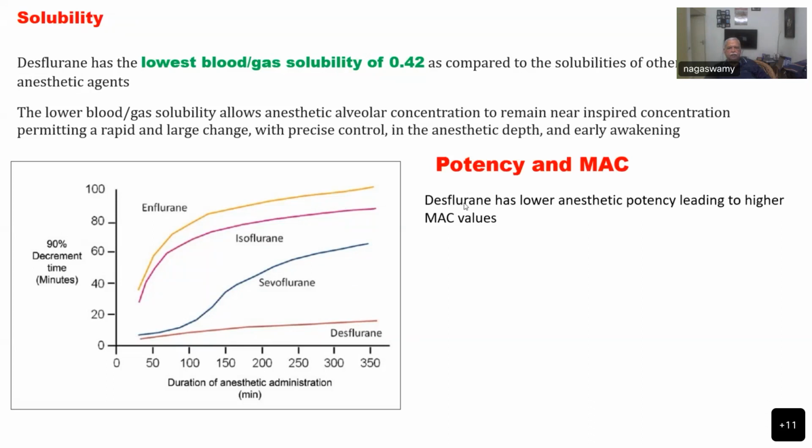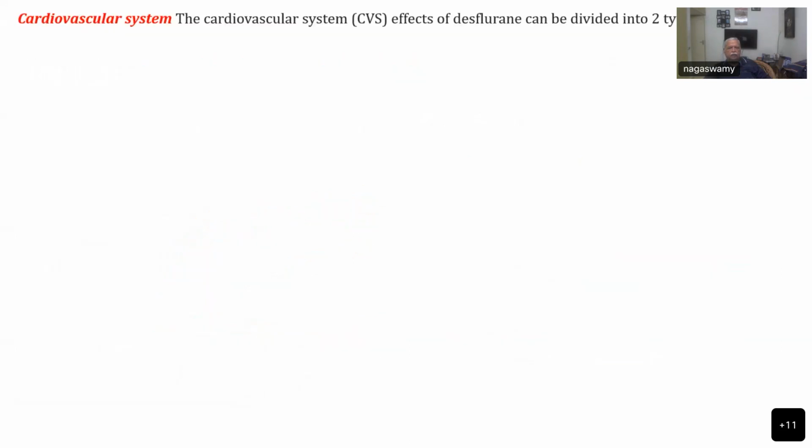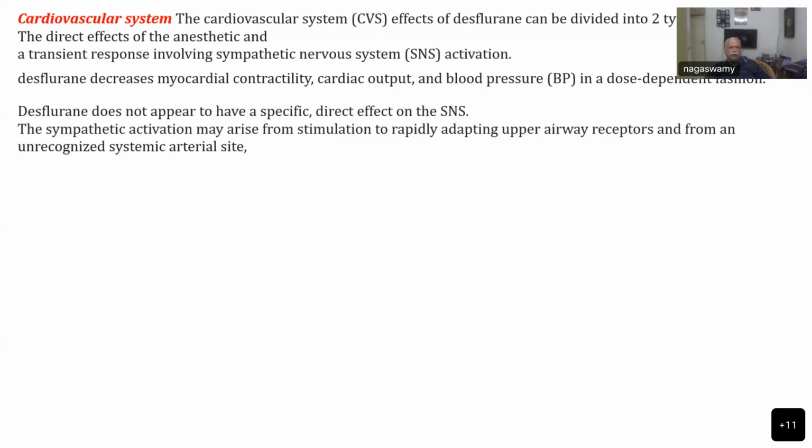Then potency and MAC: it has low anesthetic potency, leading to higher MAC values. The MAC values in 100% oxygen and nitrous oxide vary according to age. And on the cardiovascular system, effects are divided into two types: the direct effects of the anesthetic, and the response involving sympathetic nervous activation. Desflurane decreases myocardial contractility, cardiac output, and blood pressure in a dose-dependent fashion. Desflurane does not appear to have a specific direct effect on the sympathetic nervous system.